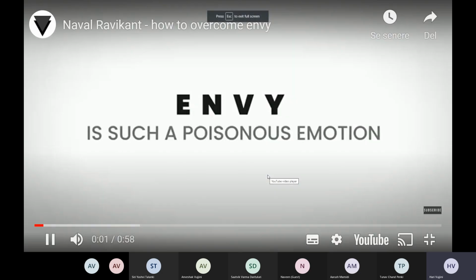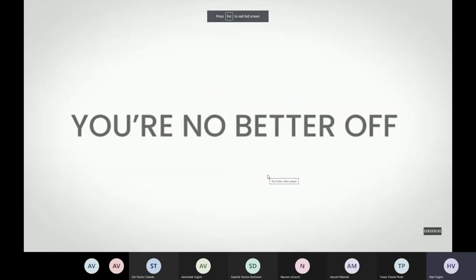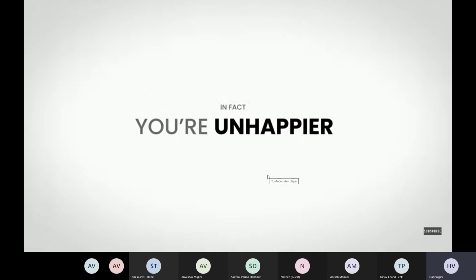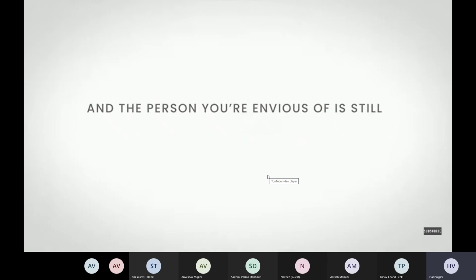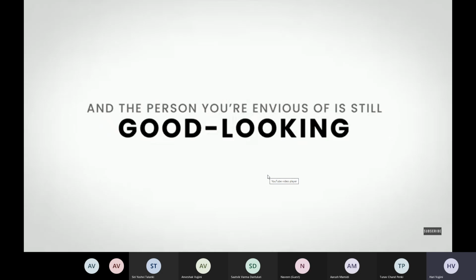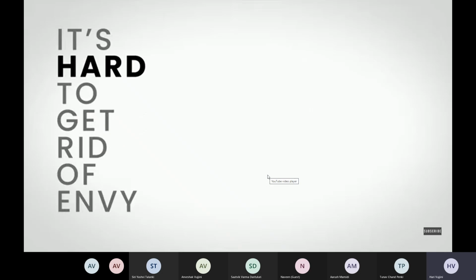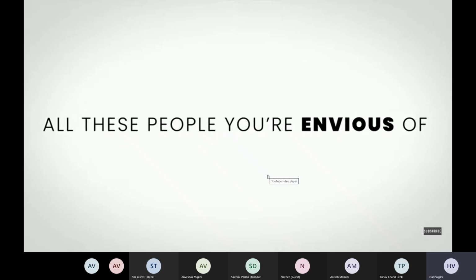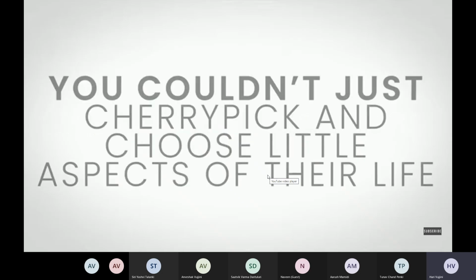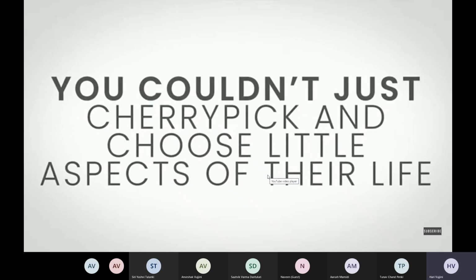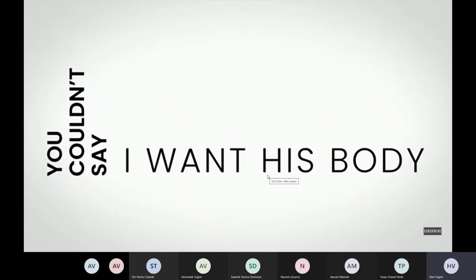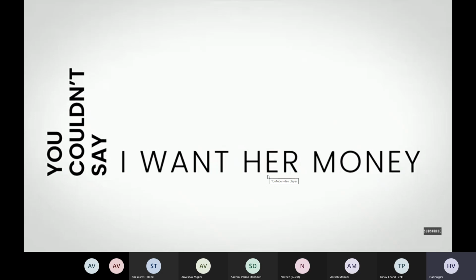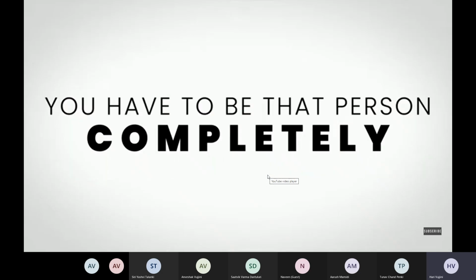Envy is such a poisonous emotion because at the end of it, you're no better off. In fact, you're unhappier. And the person you're envious of is still successful or good looking. It's hard to get rid of envy, but the real breakthrough will be the day you realize that all these people that you're envious of, you couldn't just cherry pick and choose little aspects of their life. You couldn't say, I want his body, or I want her money, or I want his personality. You have to be that person completely.